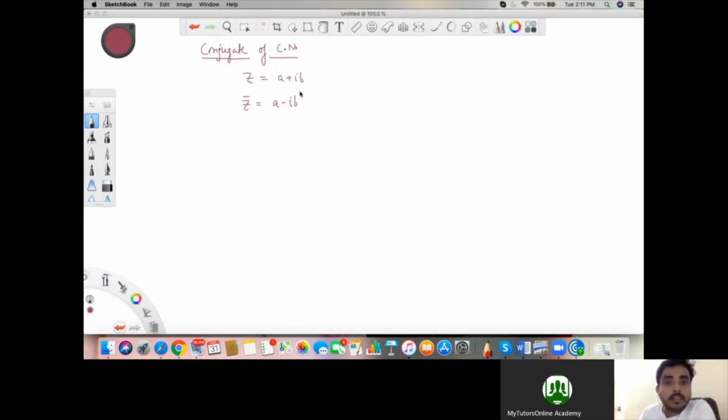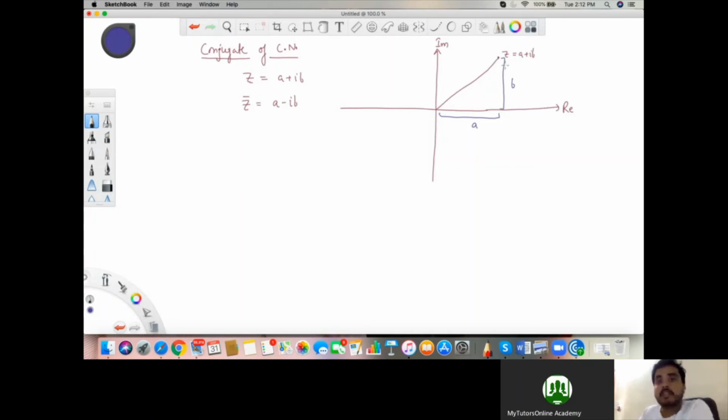Now let us see the physical significance of the conjugate of a complex number. Let me draw the point z on the Argand plane. This is my real axis, this is the imaginary axis. Let's say we have a point z equals a plus iota b on the Argand plane, that means this distance is a and this distance is b. If I take the conjugate of this complex number, then it will be the mirror image of the complex number in the real axis. That point will get inverted here, and this is your z bar, that equals a minus iota b.